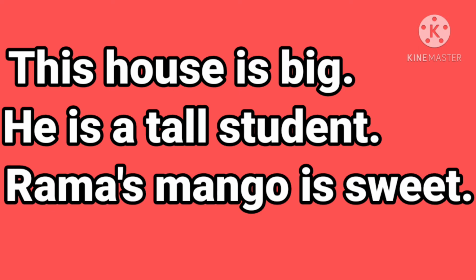For example, this house is big. In this sentence, only one noun, the house, is talked about, isn't it? He is a tall student. In this sentence, about the student, how is he, short or tall? Rama's mango is sweet, isn't it? So these are the examples. Here in the workbook also we have: George Orwell was a famous writer. This chair is as old as my brother. All these are positive degrees.